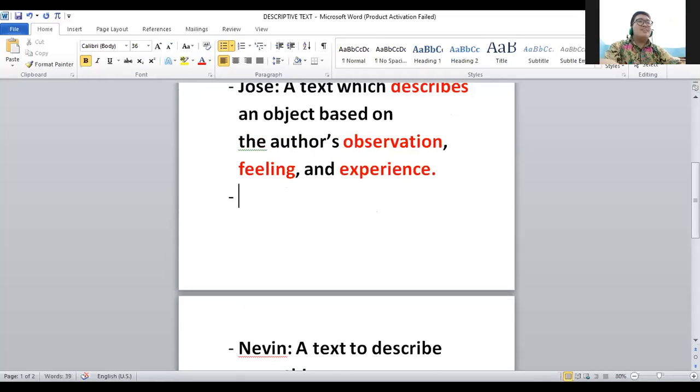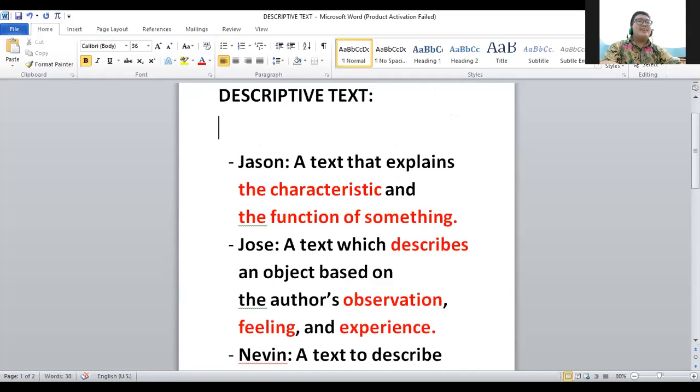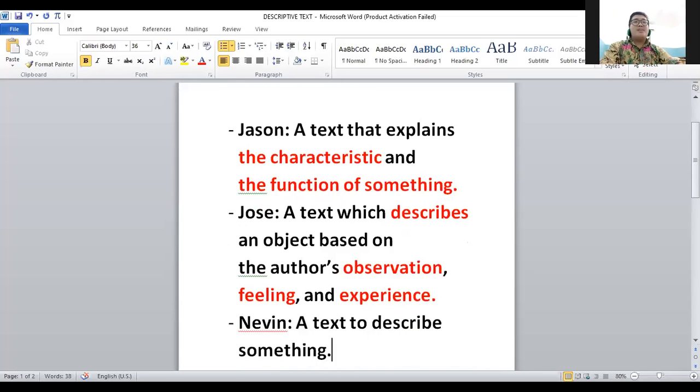Thank you for your participation, my students. So these are your friends' answers. They mentioned the characteristic and then the function of something. Your friend also said that the text itself describes an object based on his or her observation, feeling, and experience. And Nevin also stated a similar one, which is a text to describe something. All right. Thank you.